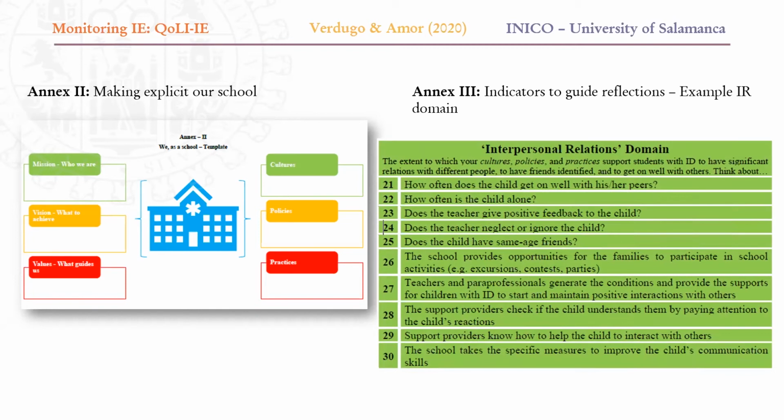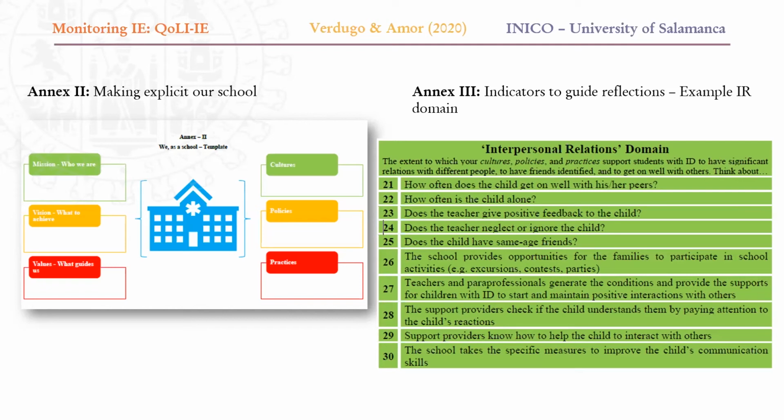Bearing in mind the mission, vision, and values that the school as a group has made explicit, and thinking in terms of the school's culture, policies, and practices, it is necessary that each member of the change team makes an individual reflection on the extent to which the school culture, policies, and practices are focused on achieving the personal outcomes that are defined in the items.